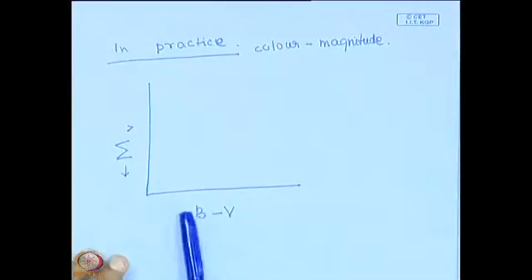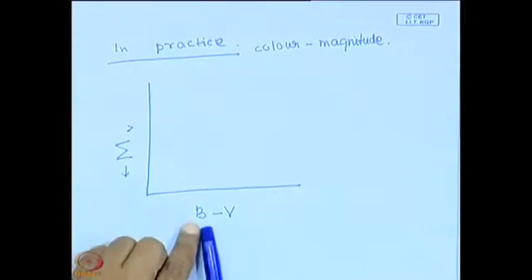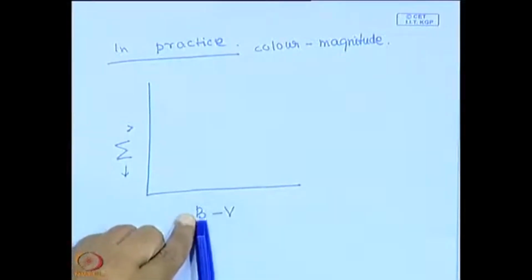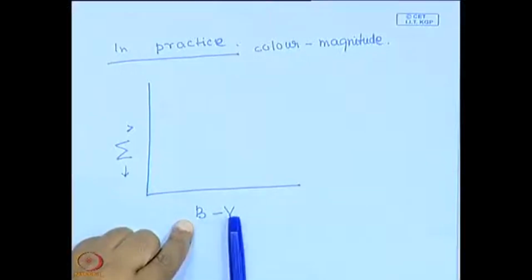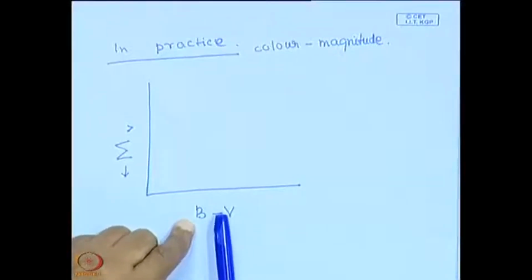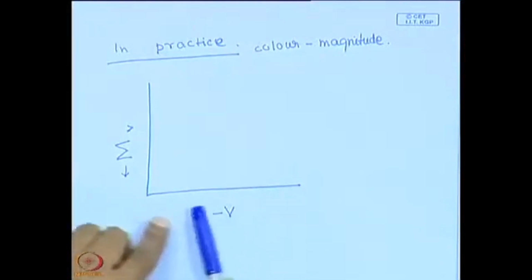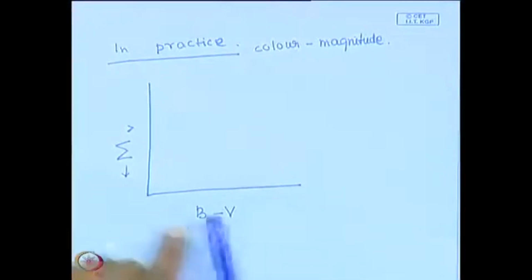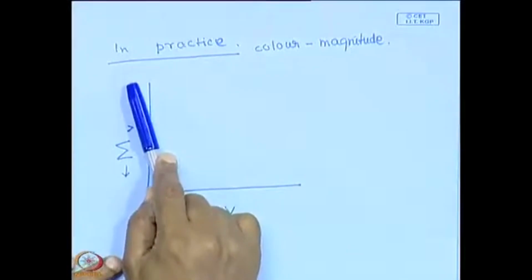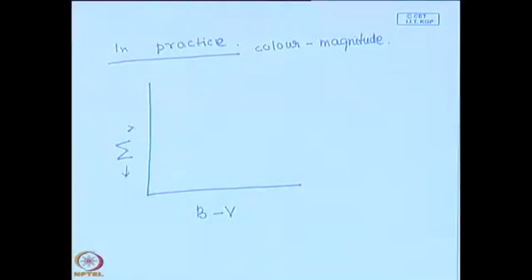So, bear in mind the color, let us look at the color. The larger the value of the color, it means that the blue is fainter than the visual band. Visual band is at a lower frequency, larger wavelength. So, a larger wavelength having more radiation tells us that it is cooler. So, the more I go in this direction, the larger the value of the color, the cooler the star is. Okay. The more I go in this direction, the more luminous the star is.